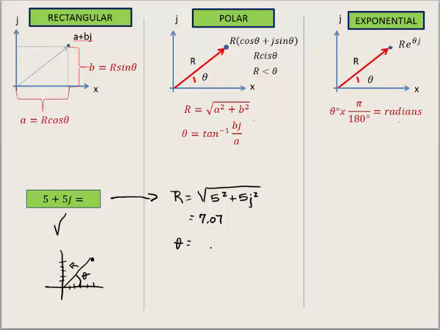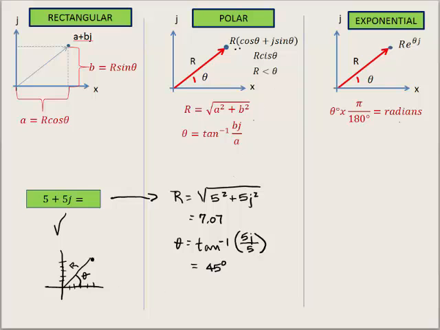And theta would be that inverse tan of the rise, or the imaginary axis, over the real axis. And I think what you'll find is there's our 45 degrees again. Okay. That makes sense. If it's 5 this way and 5 this way, theta would be 45.